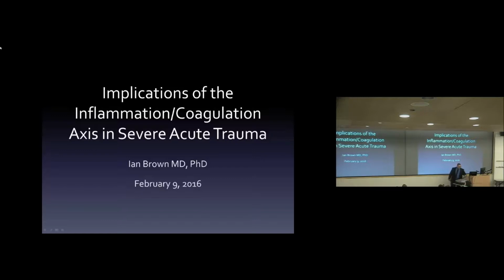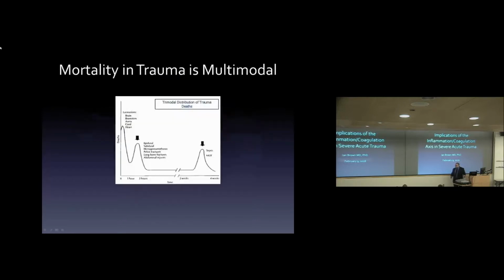So this is pretty exciting for me, and we can talk about our lab and what we've been working on. It's a little bit in its infancy, but it's been pretty exciting, and I'm going to share with you the ideas that we're talking about. Some of it may stoke some images from our M&M this morning, and it'll be something to think about. You may see some crossovers, and it might get you at least a little intellectually curious. So I'll talk about implications of the inflammation coagulation axis in severe acute trauma.